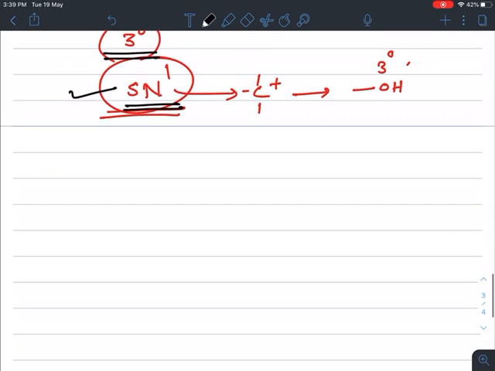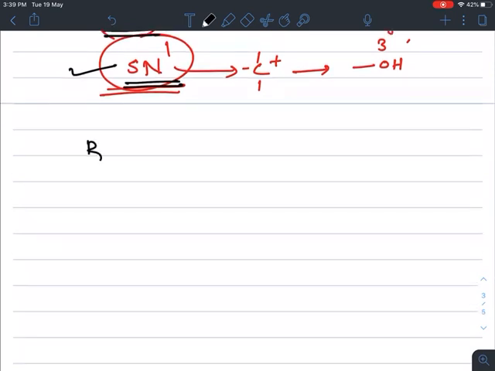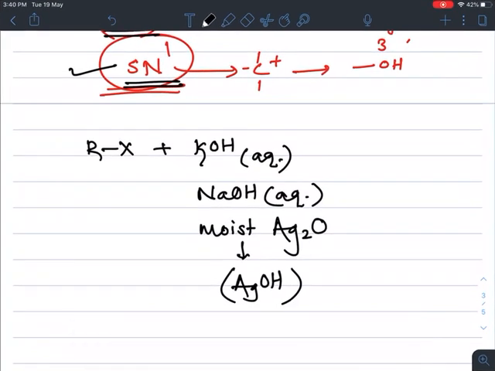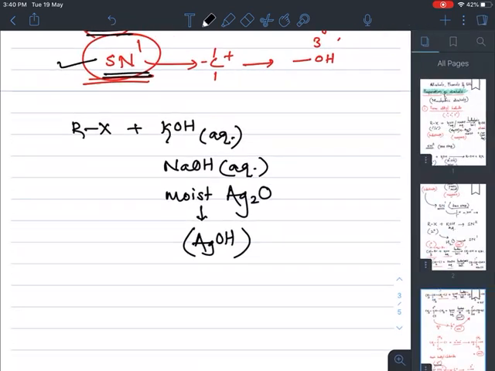If the alkyl halides are primary, secondary or tertiary, that is R-X plus a reagent like aqueous KOH or aqueous NaOH or moist silver oxide, it behaves as AgOH. So what is the reaction of this moist silver oxide? That is Ag2O.